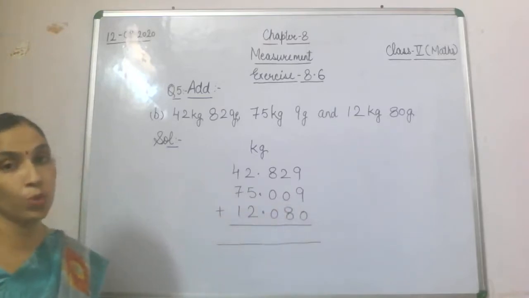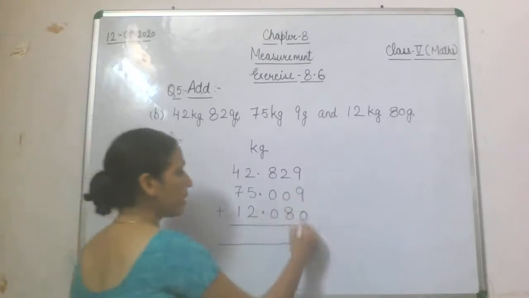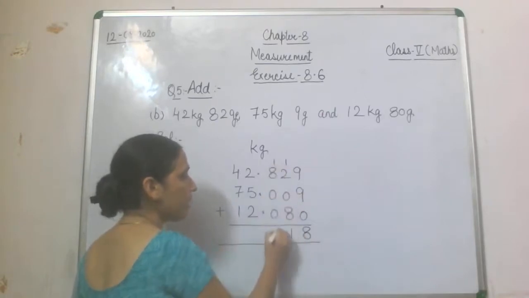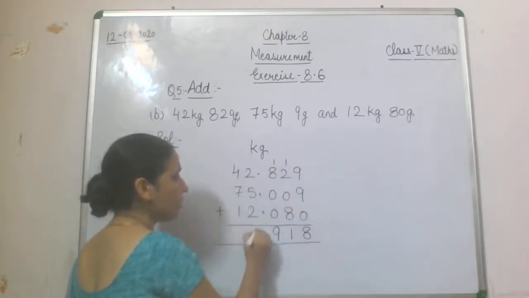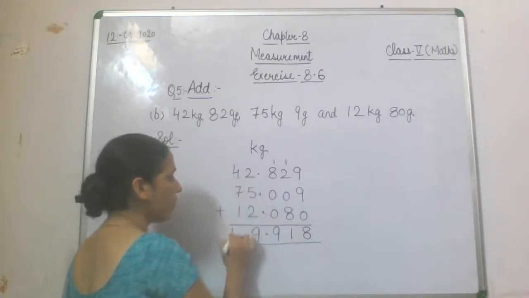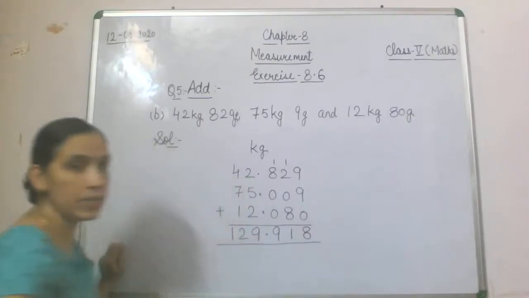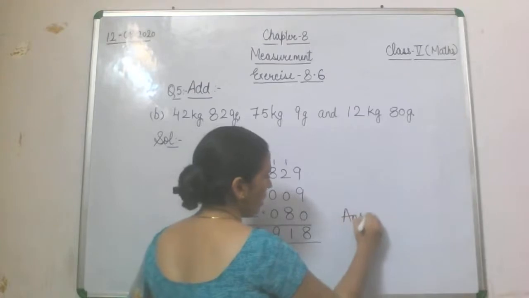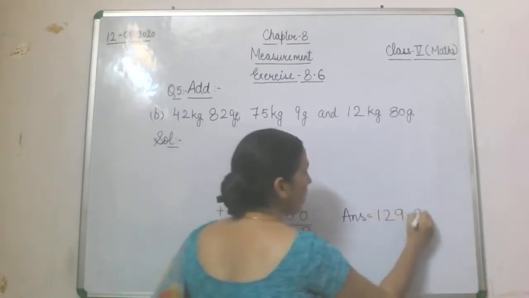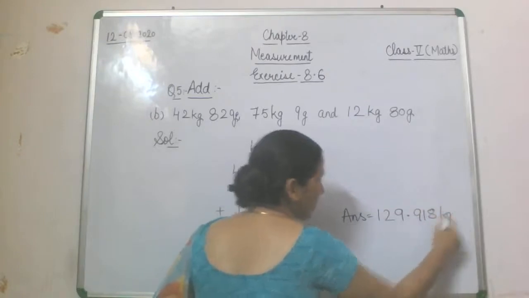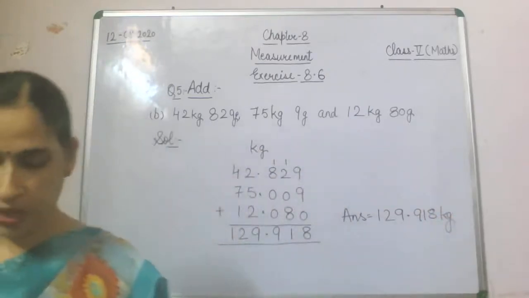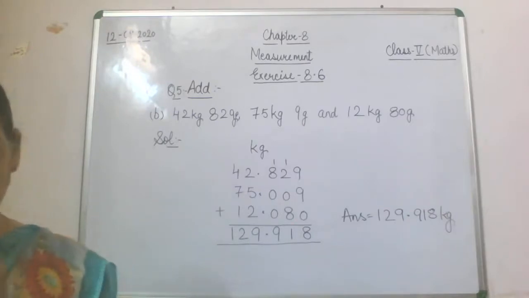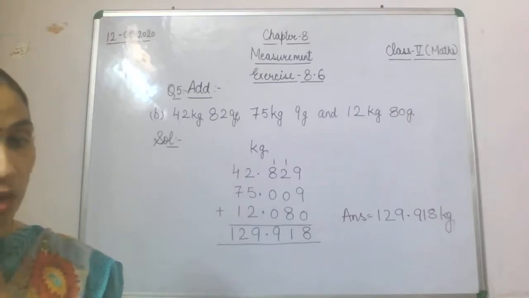Fine. After that you will do the addition, that is the same. 9 plus 9, that will become 18. 1 will be carry. 8 plus 2, 10, 11. 1 will be carry. 9. Then 5 plus 2, 7 plus 2, 9. 7 plus 4, 11 plus 1, 12. So what is the answer here? The answer will be 129.918 and the unit is kg. I hope there is no doubt in addition of the weight.